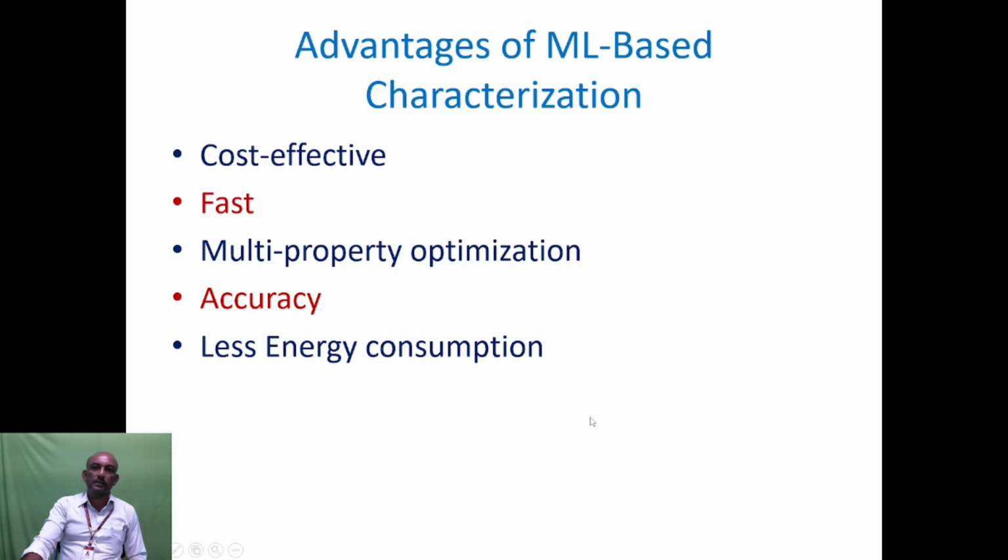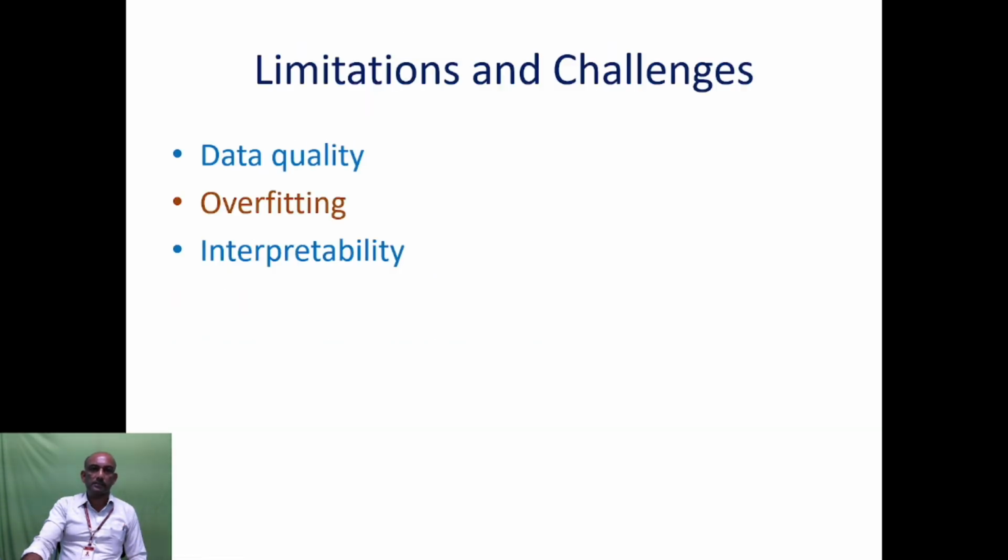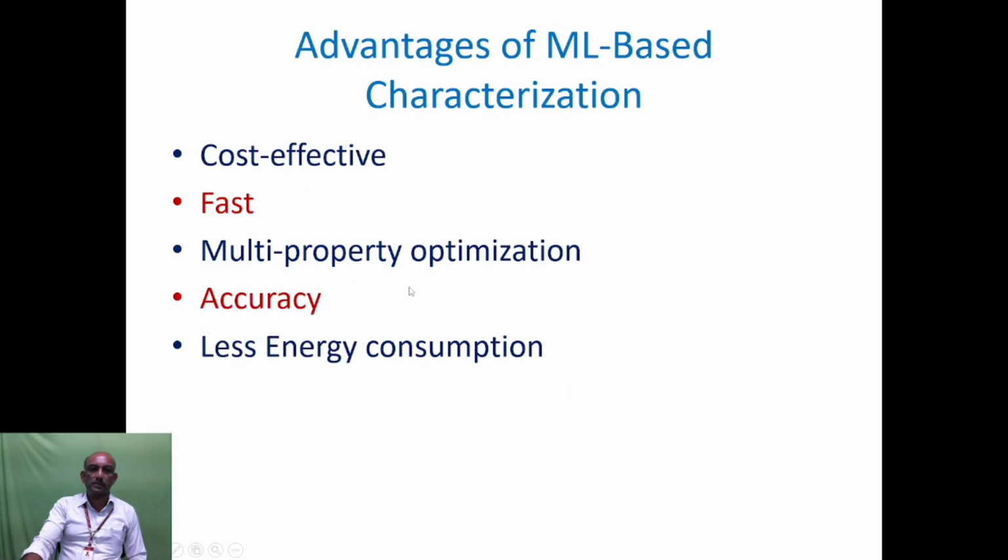What are the advantages of ML based material characterization? It is cost effective, fast, multi-property optimization, accuracy, and less energy consumption. These are some major advantages of machine learning based material characterization.